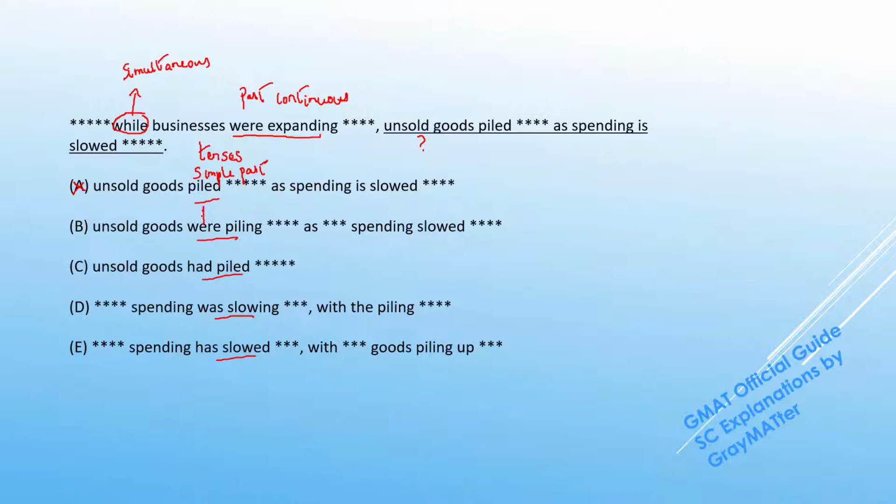Now B says unsold goods were piling as the spending slowed sharply. Now this is also using the past continuous, as is the construction in the non-underlined portion. So this can work because these are two past continuous actions happening simultaneously, so we can hold on to B.